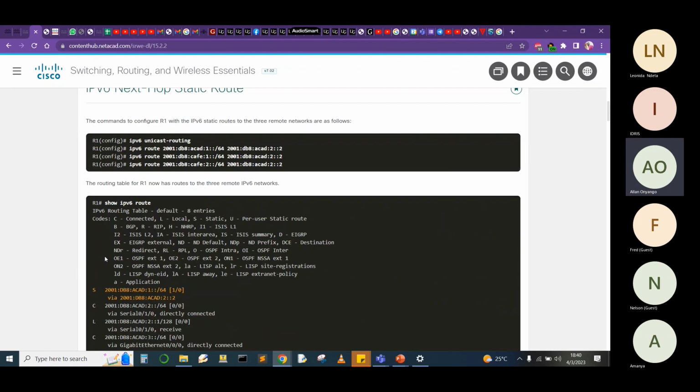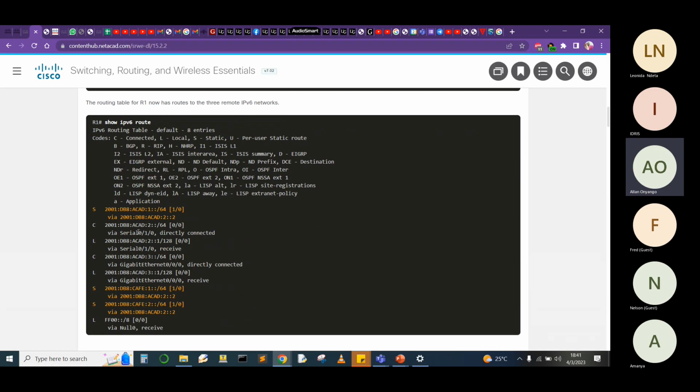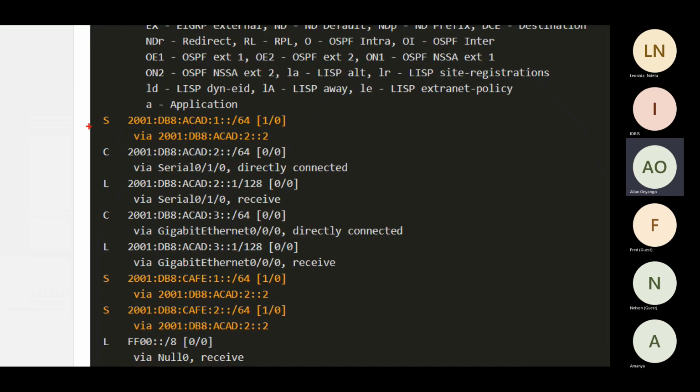To view the IPv6 routes, you say show ipv6 route. Of course, you're going to see it here using the S. The S means static.